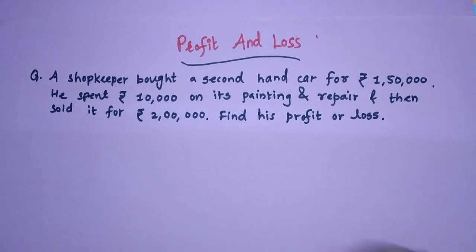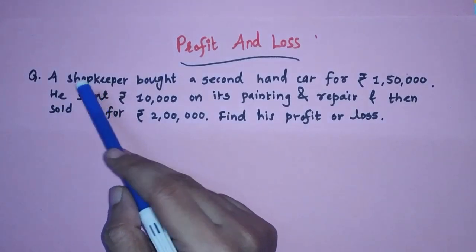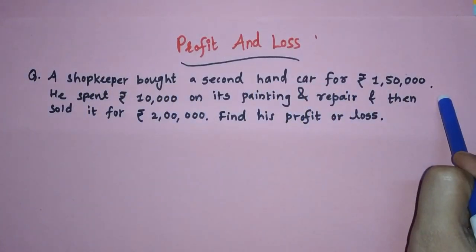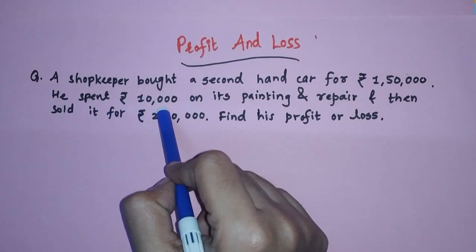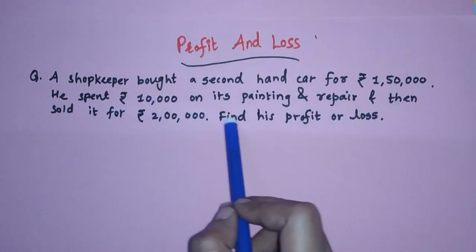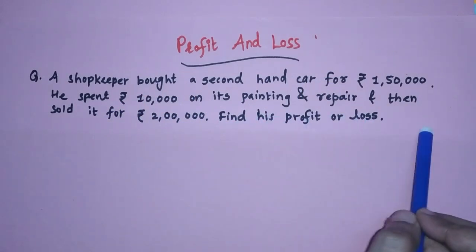So let's start. Here our first question is: a shopkeeper bought a second-hand car for rupees 1,50,000 and spent rupees 10,000 on its painting and repair, and then sold it for rupees 2 lakh. Find his profit or loss.